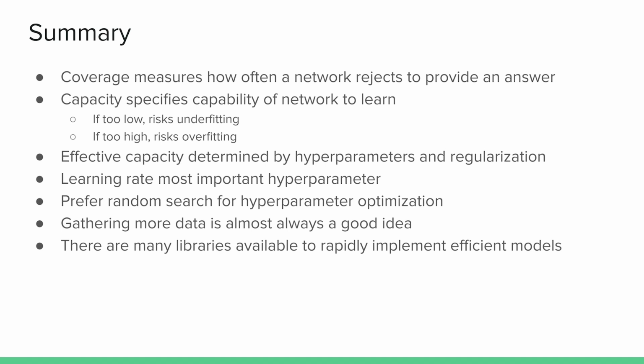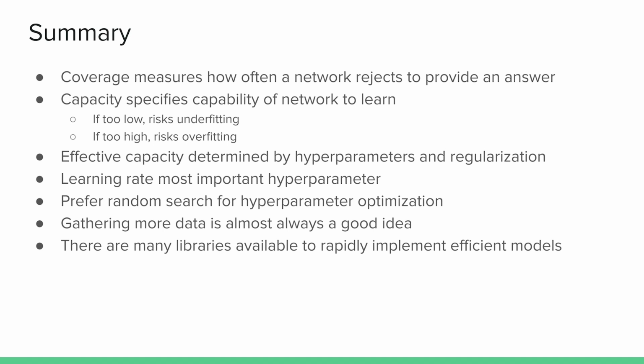If the capacity is too low, we risk underfitting, of not being able to learn the underlying function. If it's too high, we risk overfitting, learning too sharp curves of our function and then not being able to generalize well to previously unseen data. The effective capacity of our neural network is determined by our hyperparameters. And we can tune these hyperparameters, and if the capacity is too high, we can reduce it by adding regularization. The learning rate is the most important hyperparameter.